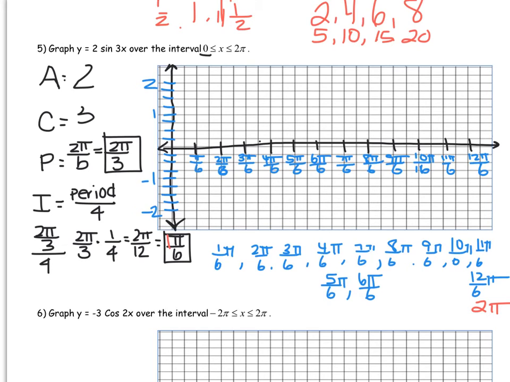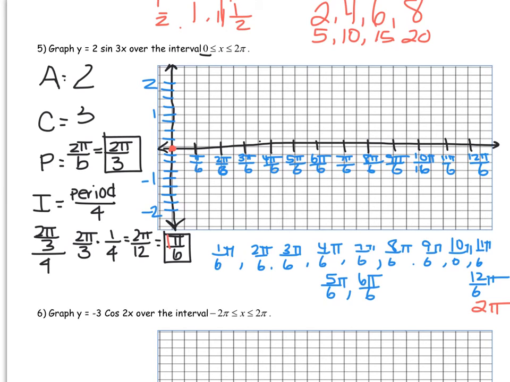Okay. So now that we've set up our x-axis and we've set up our y-axis, the only thing left to do now is to graph a sine curve. So you want to ask yourself, where does sine start? Does it start at 0 or does it start at 1? Okay, so it starts at 0. So our first point is going to be here.